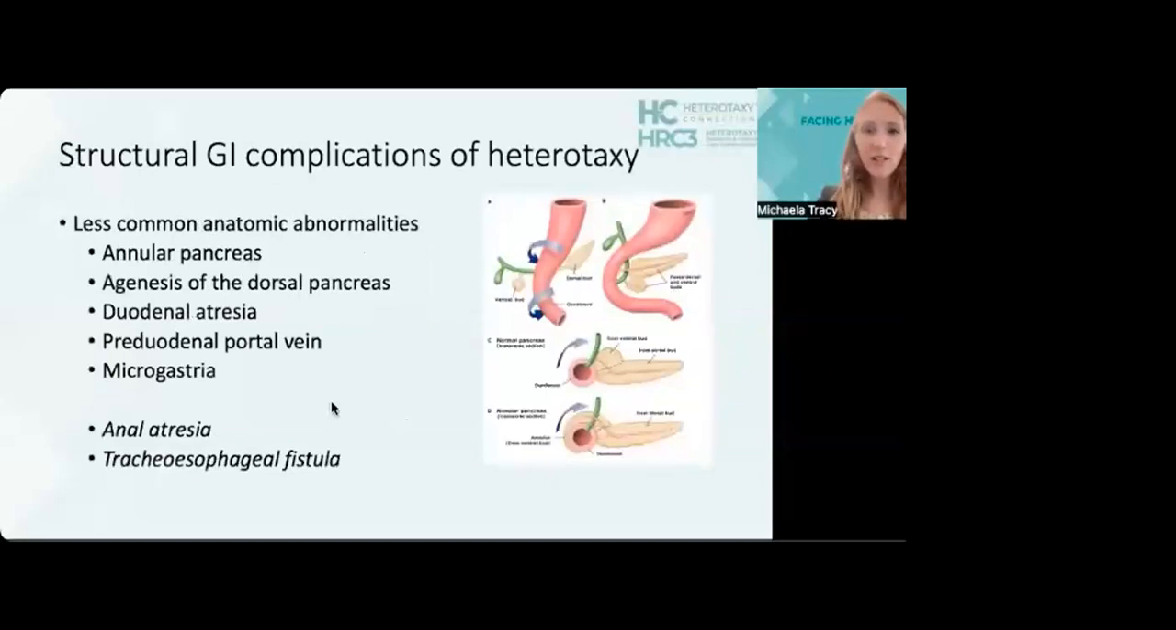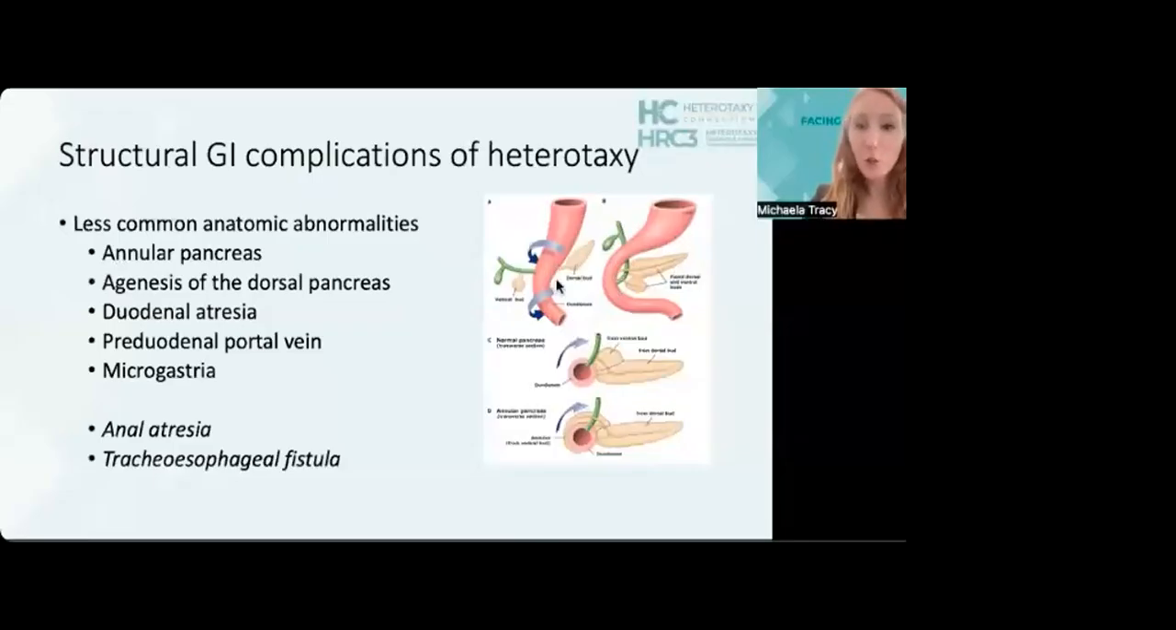Outside of those diagnostic criteria, there are many other GI structural abnormalities that are well documented in heterotaxy patients. The first two, annular pancreas and agenesis of the dorsal pancreas, have to do with embryology of how our GI tract develops when we're a fetus. Here you can see you have your intestine, which will later become your duodenum, the first part of your small intestine. And when your pancreas is forming, you have two different buds. You have a ventral bud over here and a dorsal bud over here. During normal embryology and development, your intestine rotates counterclockwise so that this ventral bud swings over and joins up with the dorsal bud over here, which ultimately becomes one singular full functioning pancreas.